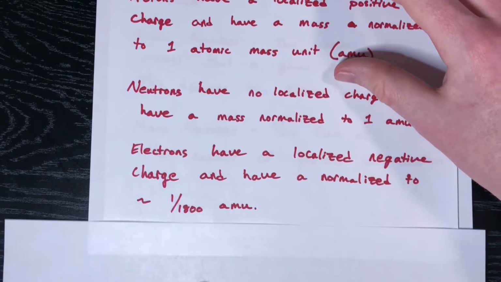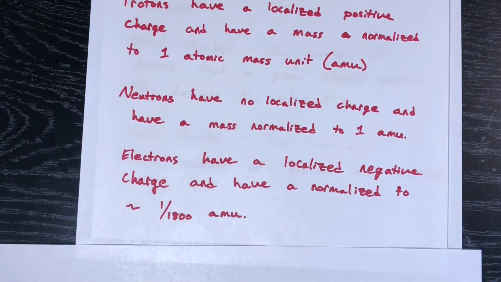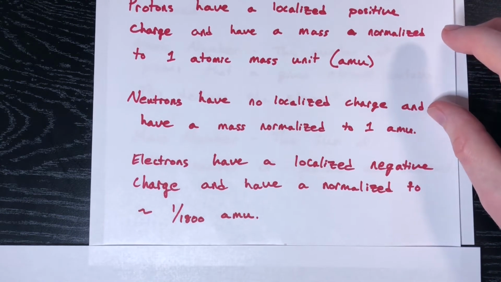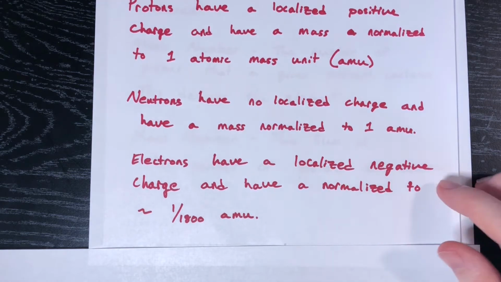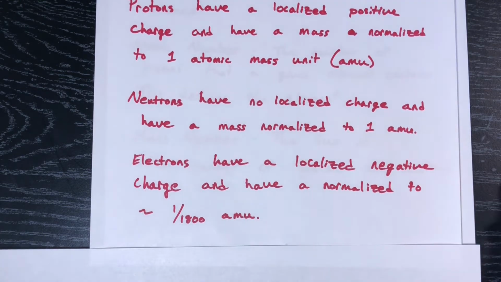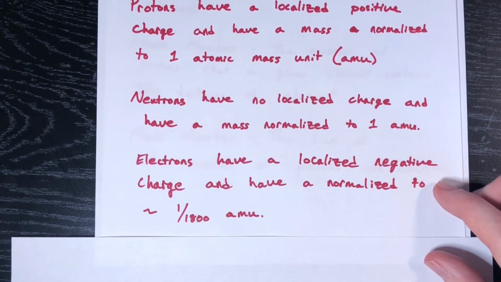And the last subatomic particle is the electron. Electrons have a localized negative charge. That negative charge is equal and opposite to the positive charge of the proton. So what that means is if in any given atom of an element you have the same amount of protons and electrons, the proton's positive charge is exactly canceled by the electron's negative charge.